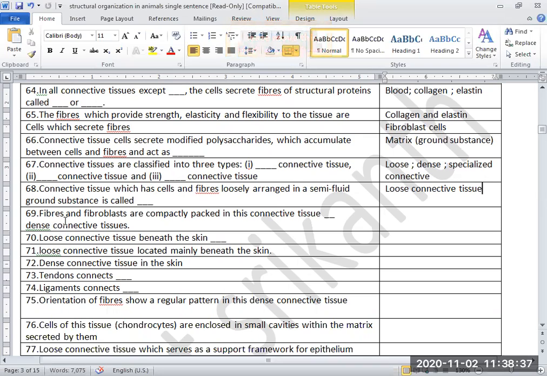Fibers and fibroblasts are compactly packed in this connective tissue. We got the answer here by mistake, no problem. What is that? Dense connective tissue.